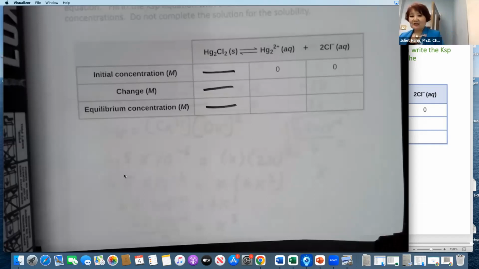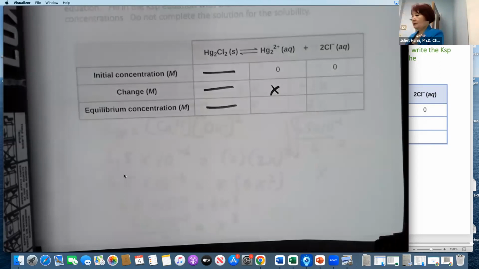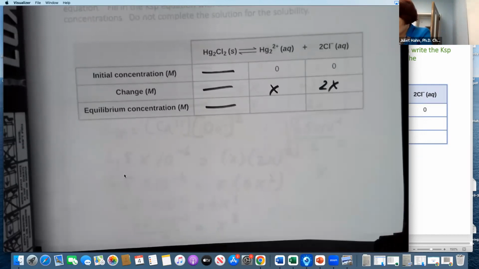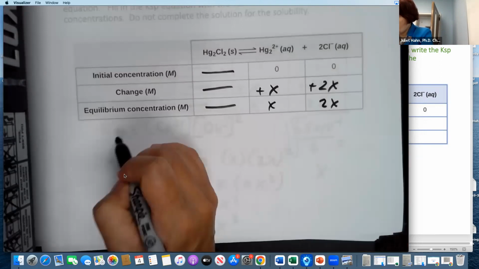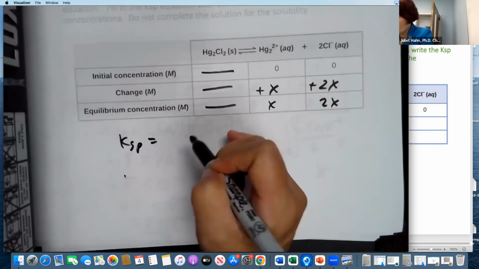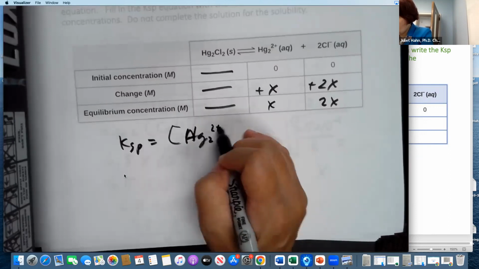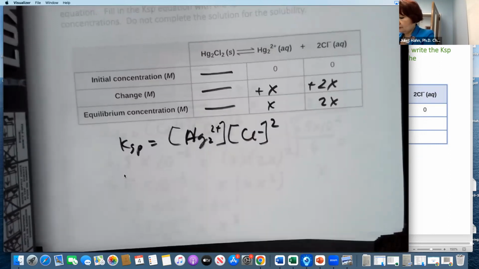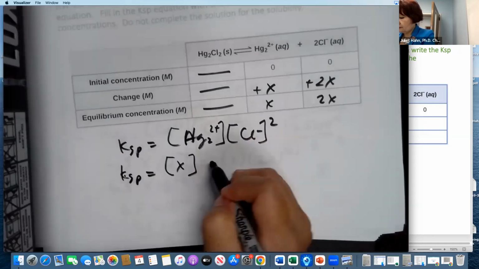All right. So we're going to say X and we're going to say 2X because it is a 1-to-2 ratio. So at equilibrium, it would be X and 2X. KSP is equal to the concentration of mercury, Hg2 2+, times the chloride ion concentration squared. So then I'm going to say KSP is equal to X times (2X) squared.